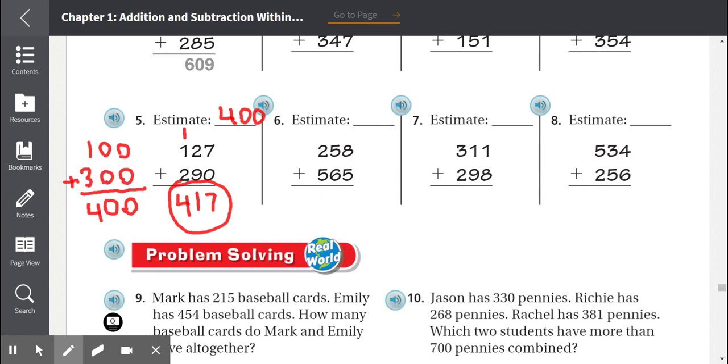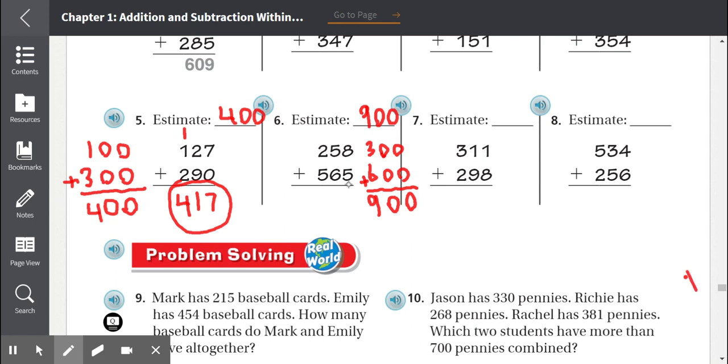Number 6, again, we first start by rounding to find our estimate. So 258 is between 200 and 300, but it is closer to 300. 565 is between 500 and 600, but it is closer to 600. When we add these together, 0 plus 0, 0 plus 0, 3 plus 6 is 9. So our estimate is 900. So when we solve, our answer is going to be close to 900.